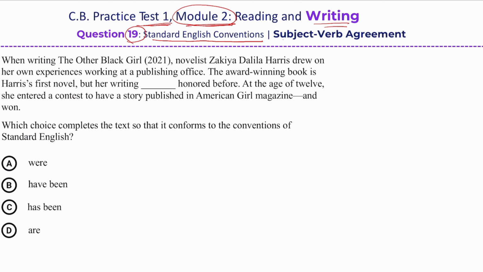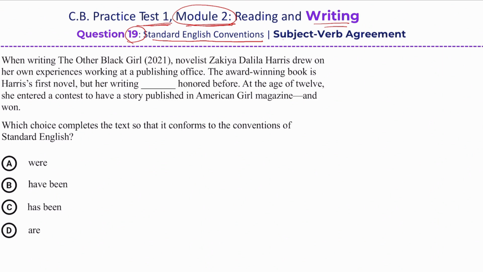Cool. So when I read the sentence, it says, the award-winning book, right? So this is the subject of the independent clause. And we know the subject is singular, right? Because it's the award-winning book. Book refers to just one. It's a singular, not a plural. Plural would be books, right? So we have a singular subject and we have a singular verb. The award-winning book is Harris's first novel, comma, but her writing were honored before.